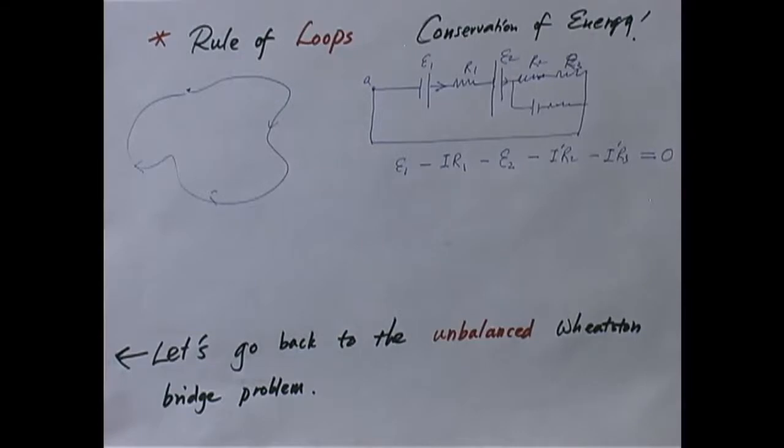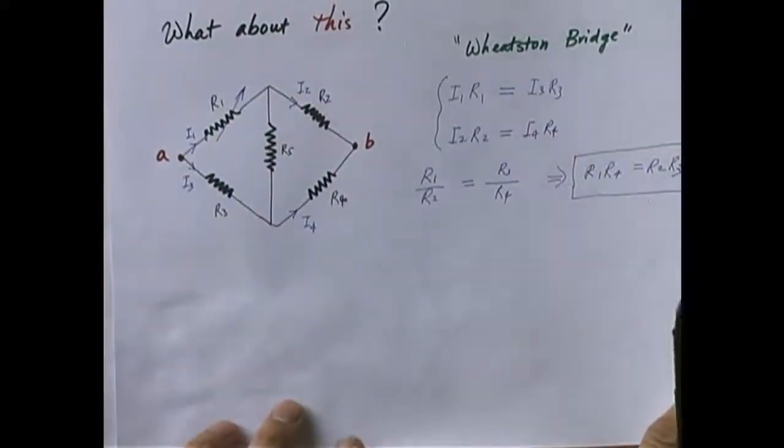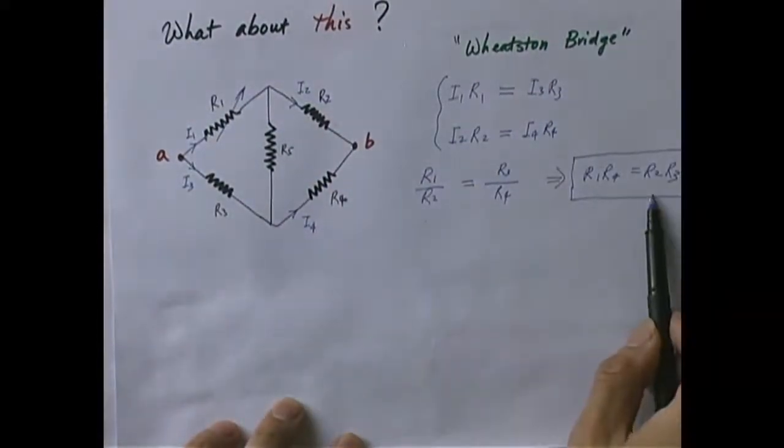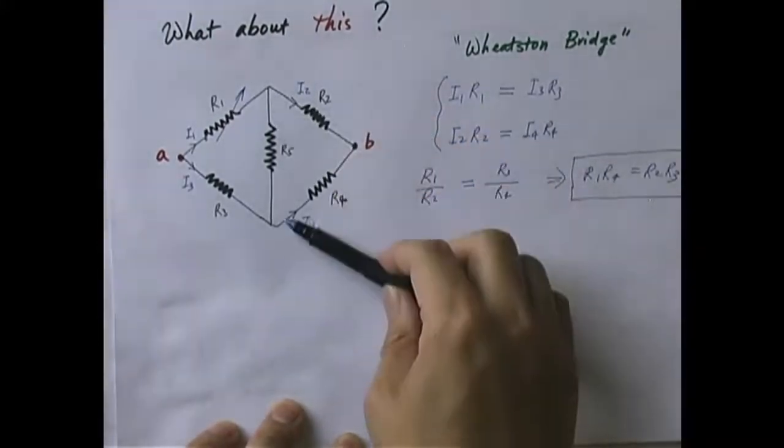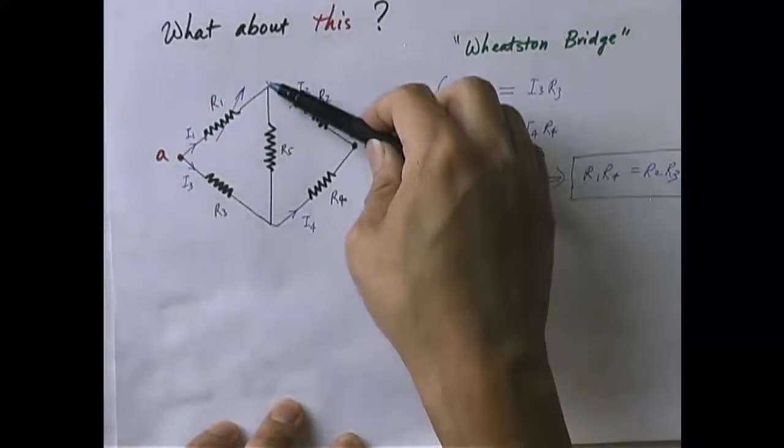Okay. In particular, let's go back now to the unbalanced Wheatstone bridge in the problem that we left out. We just looked at the special case, right? That was the balanced case, but now unbalanced. This equation is no longer valid. Okay, there will be a current. We don't even know the direction of the current, whether it flows from top to bottom or bottom to top.